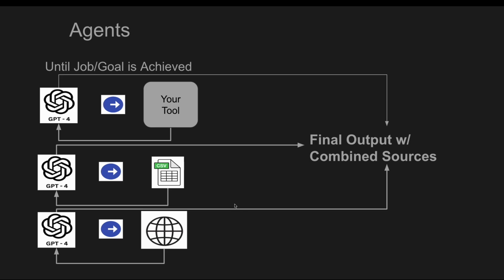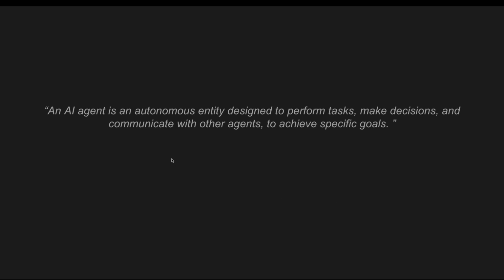Essentially, what you're allowing it to do is have different agents collaborate together to achieve a common goal. They have different sub goals, of course, but then you get a common goal and a common output. And that's the power of agents. Now, an AI agent is an autonomous entity designed to perform tasks, make decisions, and communicate with other agents to achieve specific goals. That's my definition of what an AI agent is.